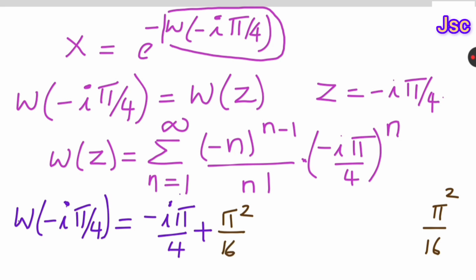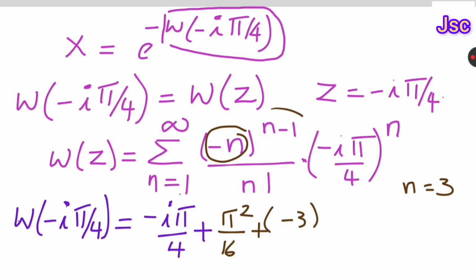So that is the second term. Like that you are going to simplify a few more terms only, not up to infinity. Now substitute n as 3. If you substitute n as 3, we need to write (-3)^(3-1), which is (-3)^2, which gives plus 9.